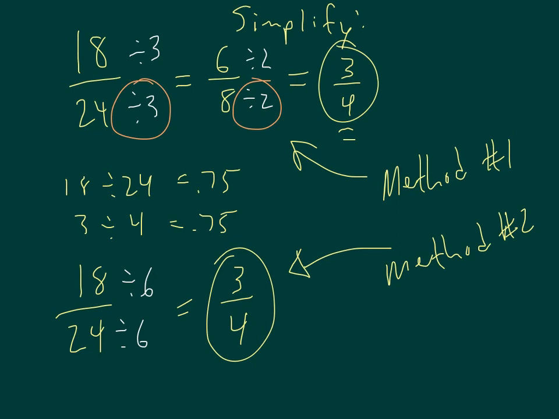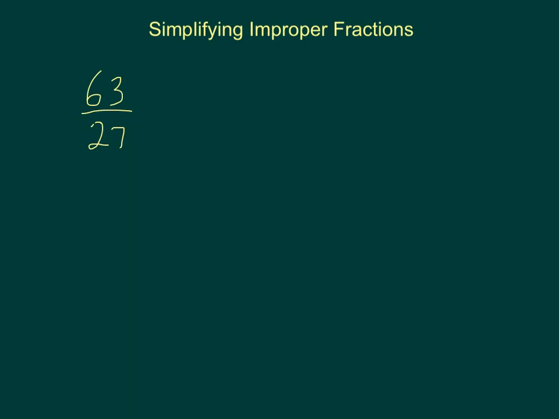No pun intended. How about simplifying improper fractions? Simplifying improper fractions is the same as simplifying proper fractions. What makes this improper is that the top value is larger than the bottom value, or the numerator is greater than the denominator. In middle school, we would have changed this to a mixed number, but in high school, you're going to realize that we're okay with improper fractions. We'll just leave them as is. All we want to do is simplify it. So we're going to attack this in the same fashion as we did proper fractions.